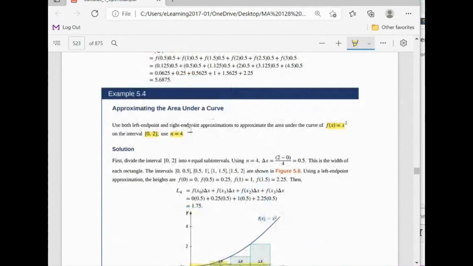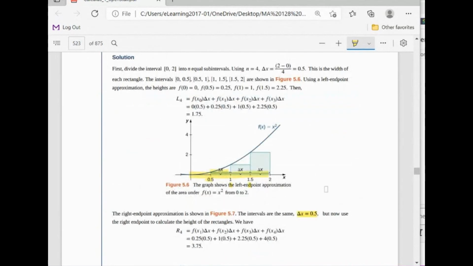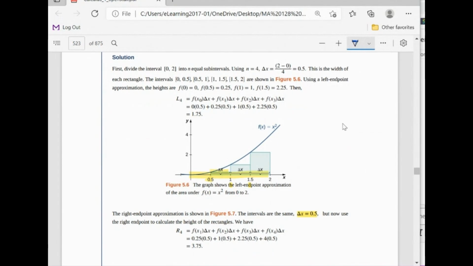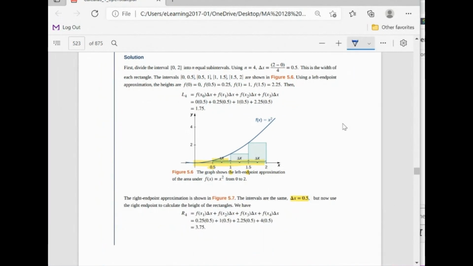And here it says use the left endpoint and right endpoint approximations. In this case, the first one, if you use the left endpoint approximation, in the first interval, the height will be 0. In the second interval, this will be the height. In the third interval, the left endpoint will determine the height. In the fourth subinterval, this point will determine the height of this rectangle.